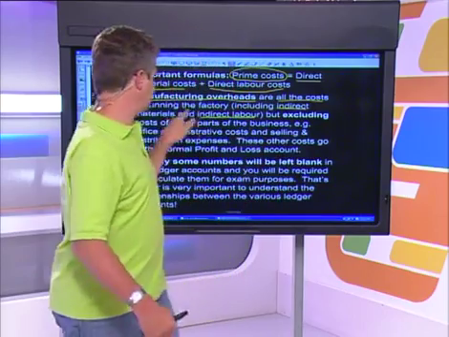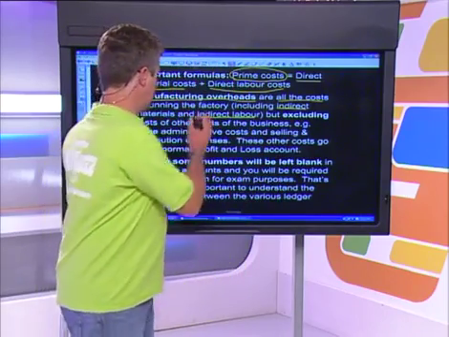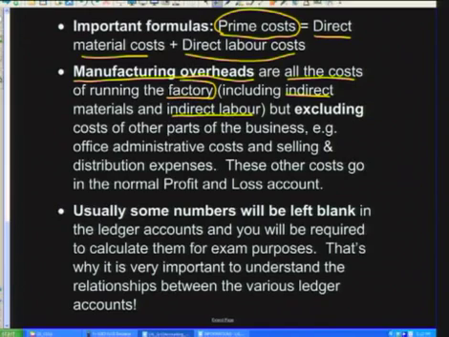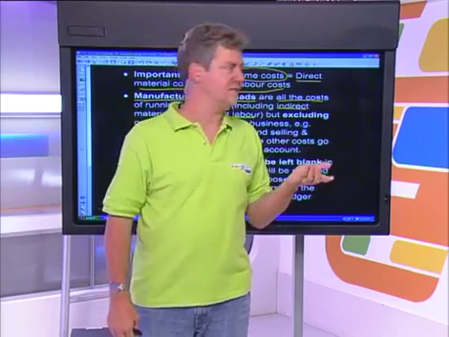Please make sure that you understand that the manufacturing overheads are the costs of the factory alone, not any other costs. And they include your indirect materials and your indirect labor, but not your direct labor and your direct materials. You'll see we have separate T accounts for those items.